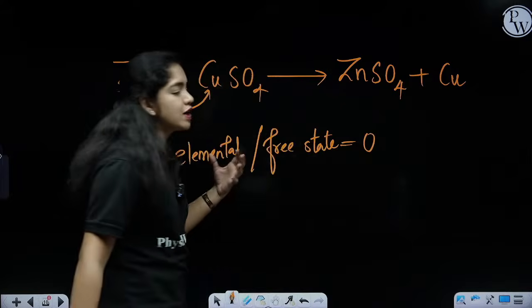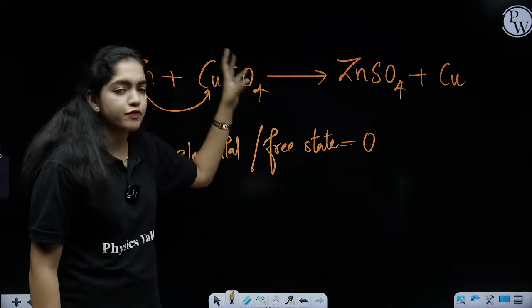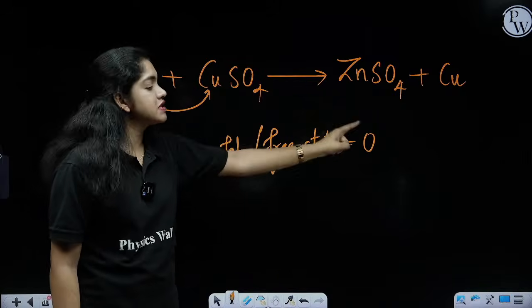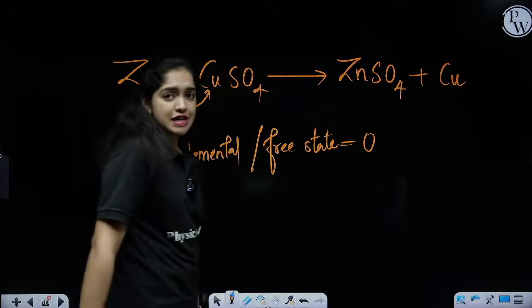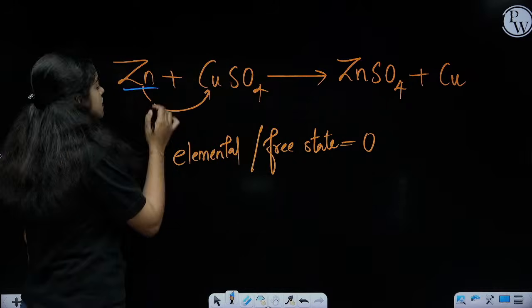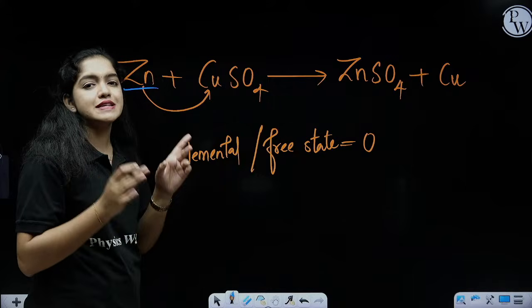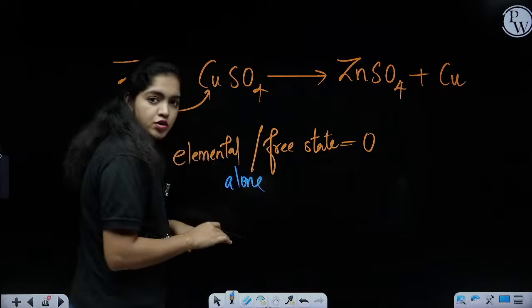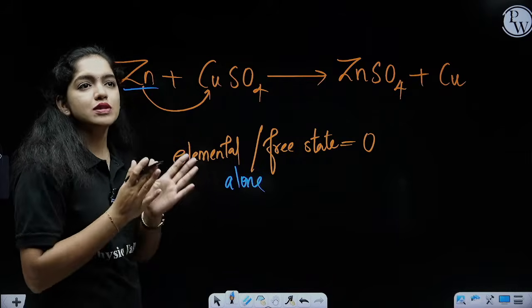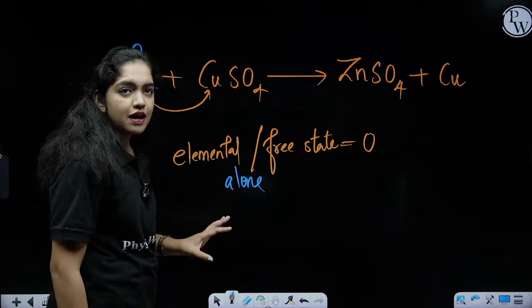So when we get a reaction, we should check which elements are in the free state or elemental state and give the charge 0 there. So tell, in this reaction, which is in the elemental state or free state? Look here, zinc. Only zinc is there, right? No one is along with the zinc, so it is alone. Elemental or free state means alone, no one is there. So the charge of the zinc will be what? We can write here 0. Clear?